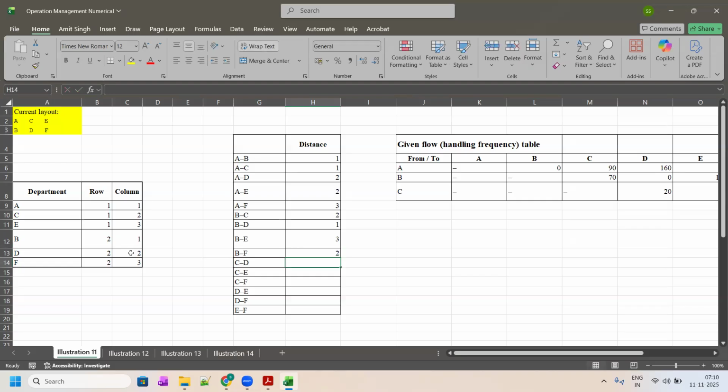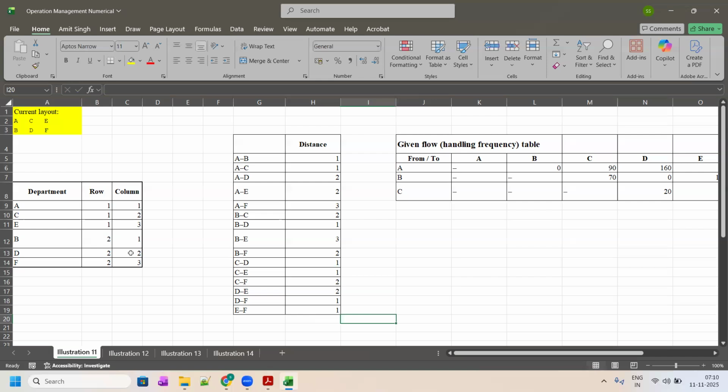C to D is 1. C to E, 1. C to F, 2. D to E, 2. D to F, 1. E to F, 1, only 1, na? 3 minus 3 is 0, and 2 minus 1 is 1.